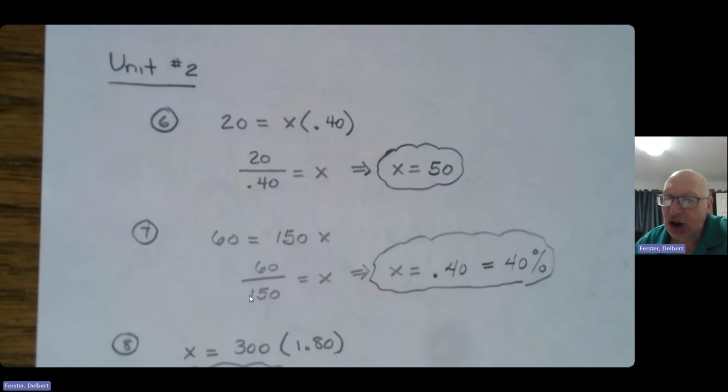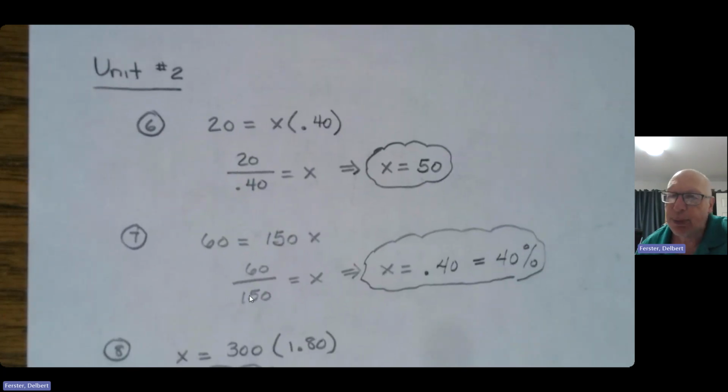Problem 7, all it's going to change is what your unknown happens to be. In this case, it looks like it's the percentage or the rate. 60 plays the role of portion or part. 150 plays the role of base, and you and I are finding out what percentage of 150 60 is.